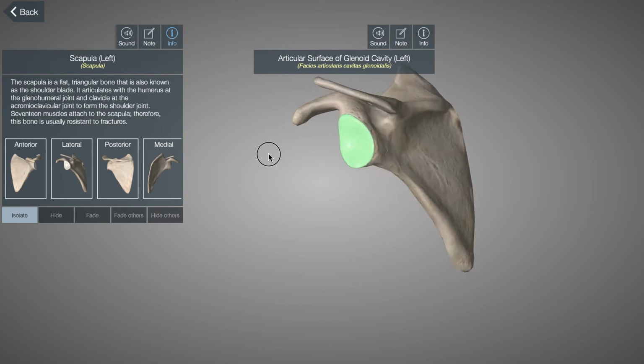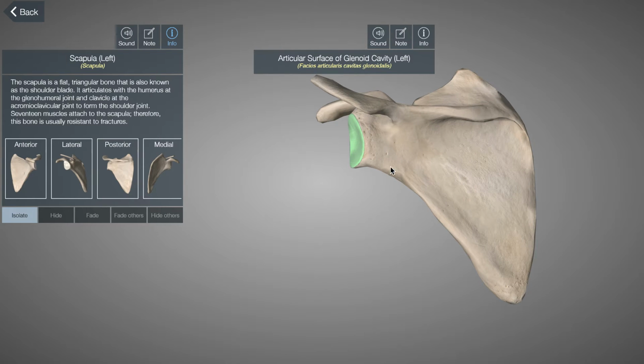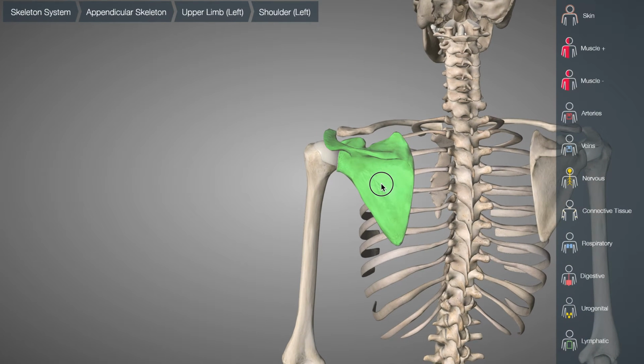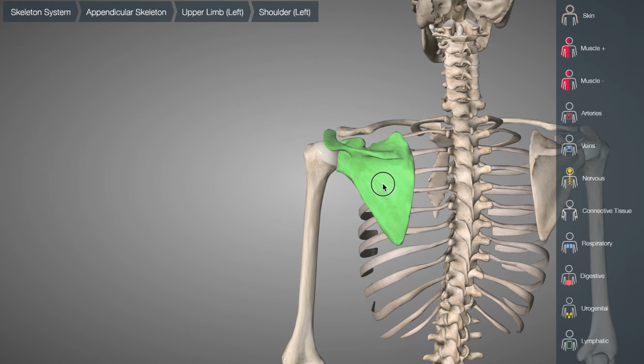Okay, I think we've got most of everything on the scapula. This right over here, this is called the neck. So you have the spine and then the neck right over here of the scapula. Okay, so I think we've gone through enough detail on that one.